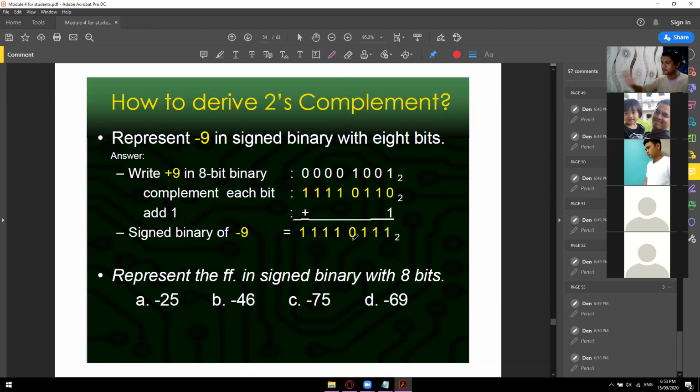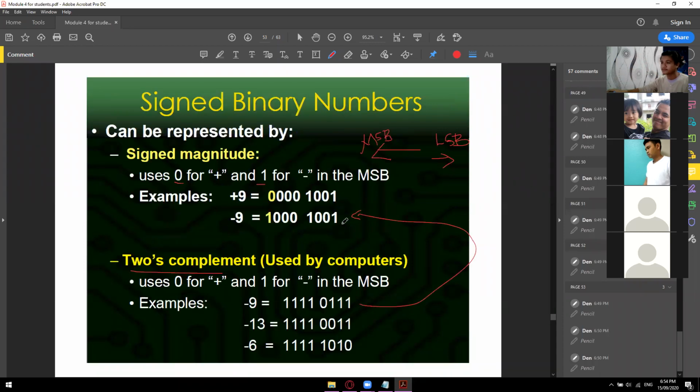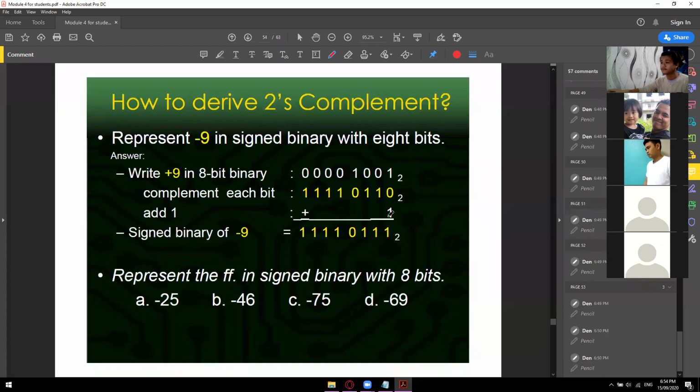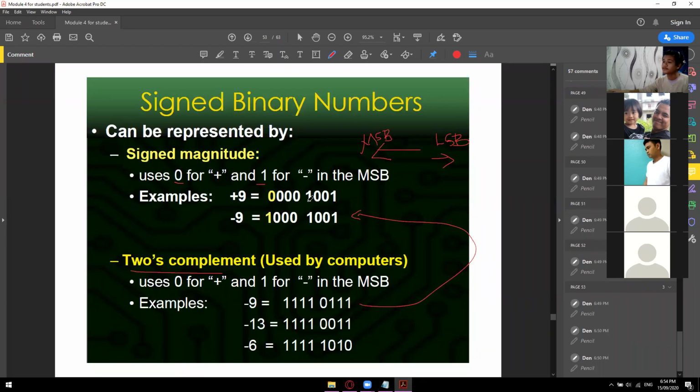Sir, ano ba yung pagkakaiba nung sa MSB kanina? Kasi dito yung LSB, di ba? Ito yung LSB. Nag-add one po siya dun sa LSB, di ba? Dun sa sinagutan po natin. Ah, ito. So, dun sa sinabi niyo po kanina is yung MSB naman po yung isa, sir. Significant bit. Oh, actually, ito yung one.